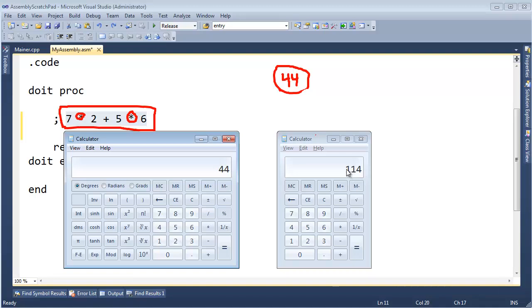Can you think of what that expression tree looked like? Pause the video and draw it out on paper. That would be very useful for you. Don't get lazy. I said draw it out on paper. Pause the video. Draw it out.